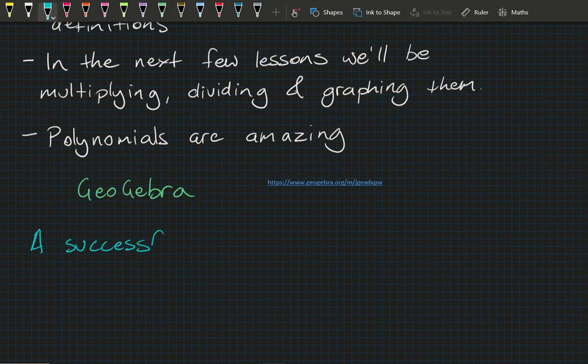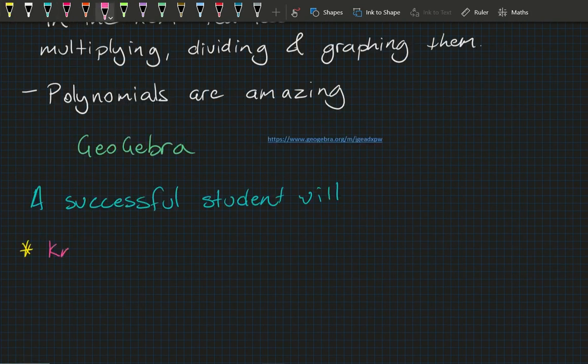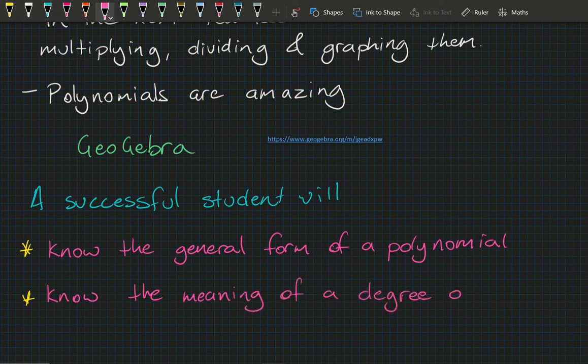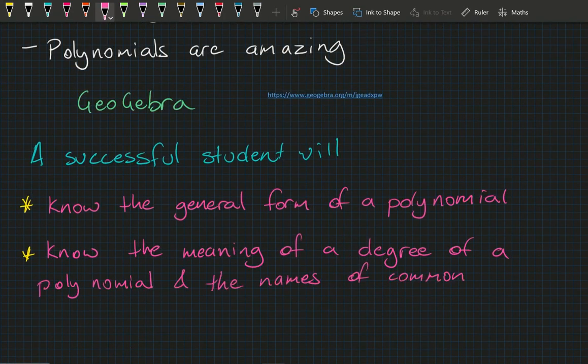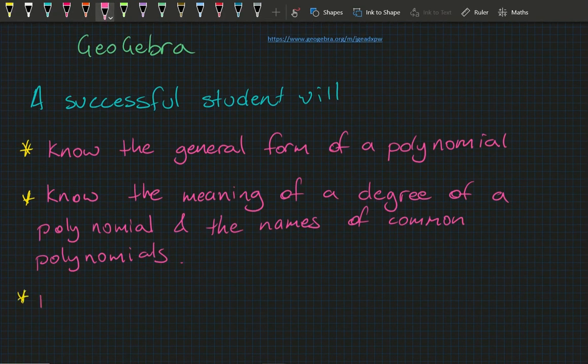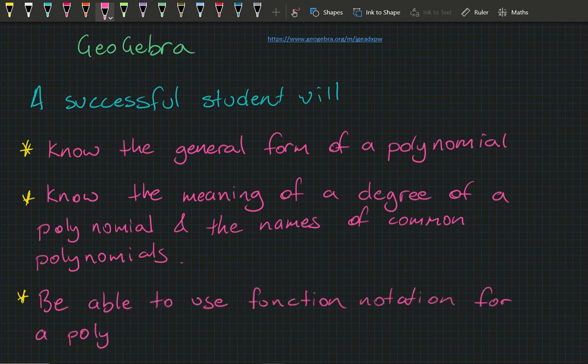Alrighty then, a successful student will, once completing the lesson, know the general form of a polynomial, know the meaning of the degree of a polynomial, and the names of common polynomials. And finally, be able to use function notation for a polynomial.